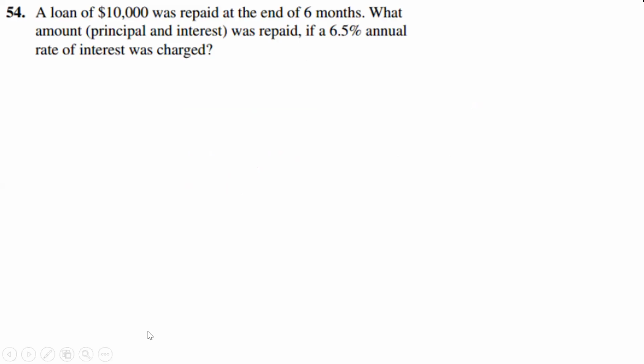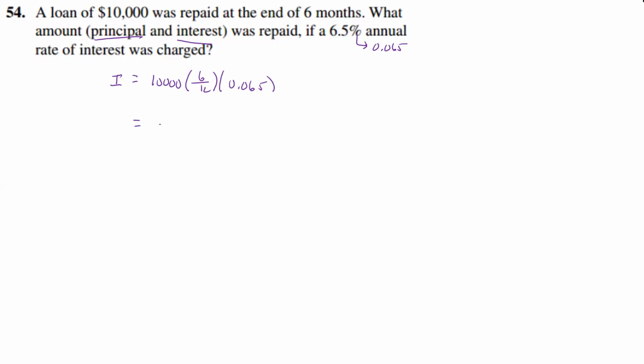Okay, let's look at another one. A loan of $10,000 was repaid at the end of 6 months. What amount, principal plus interest, was repaid if a 6.5% annual rate of interest was charged? Well, we can do this one two ways. First, we can find out how much interest, because they do ask for interest and principal. So interest is equal to P, which is 10,000, our principal, times how long? Well, it's 6 over 12, times our rate 0.065. Again, remember, always convert that to a decimal whenever you're doing these. Now we can multiply that together and that will give us our interest.